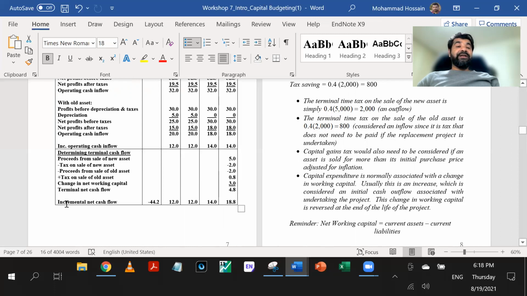So incremental net cash flow will all remain the same. Look, in the first year you have 44.2 as your initial investment. If you go for the project, 12 will be incremental, second year also 12, third year 14, fourth year 18.4. Now you have to add them all up: minus 44.2 plus 12 plus 12 plus 14 plus 18.4. You have to see if it is more than minus 44 or not. That's what we need to find out.